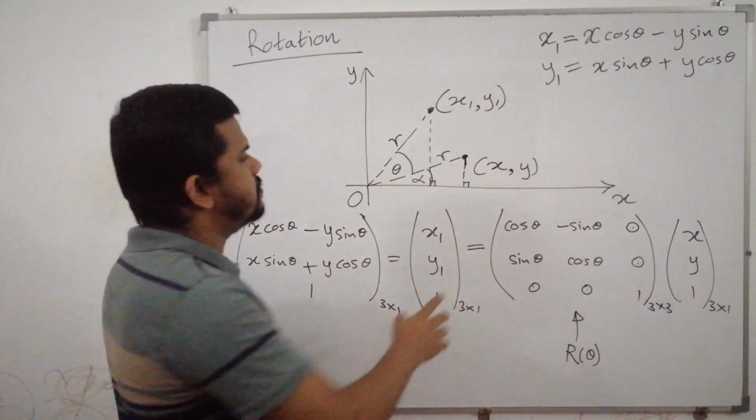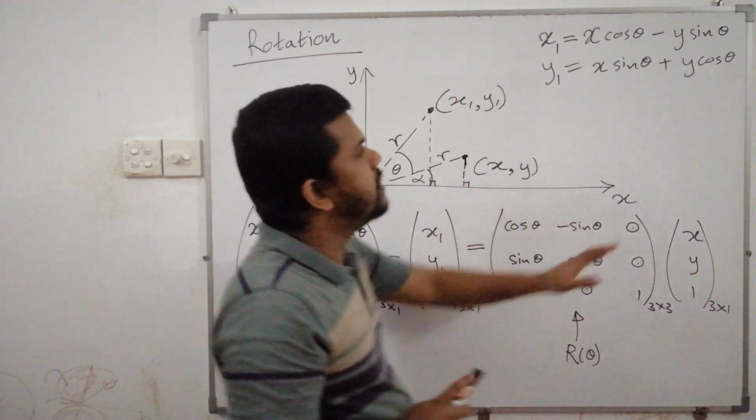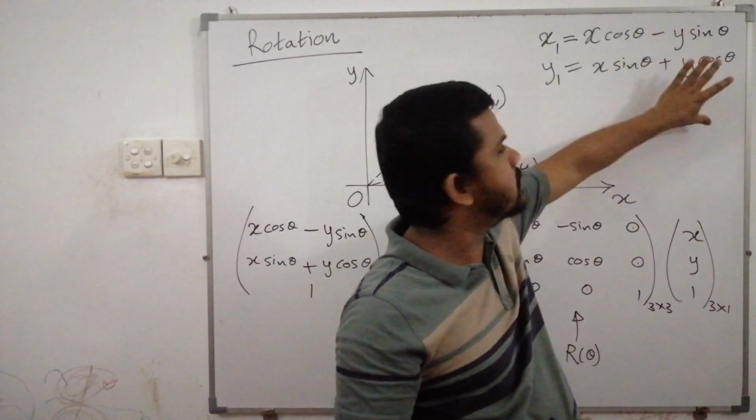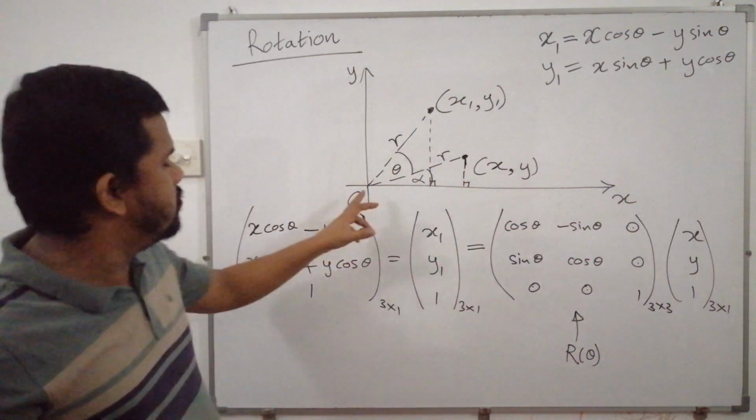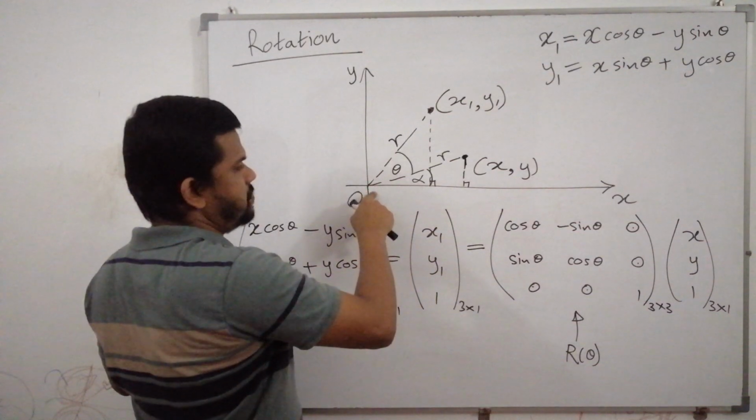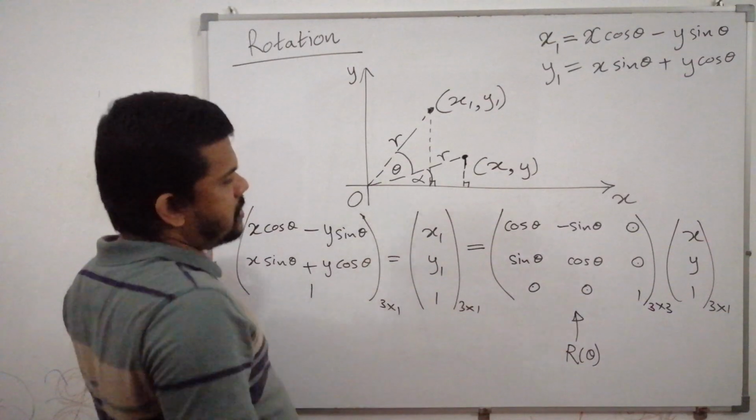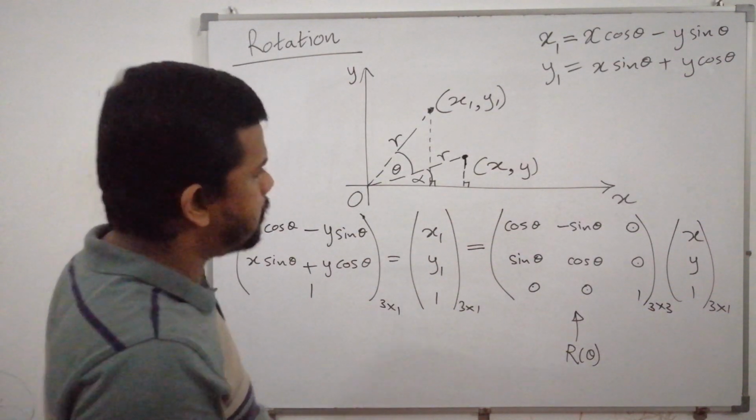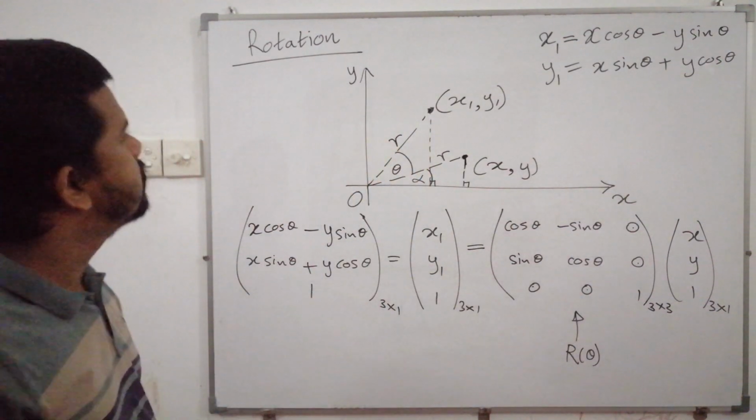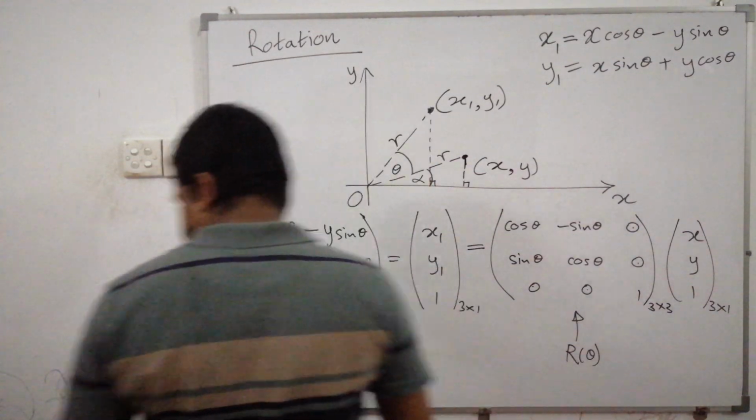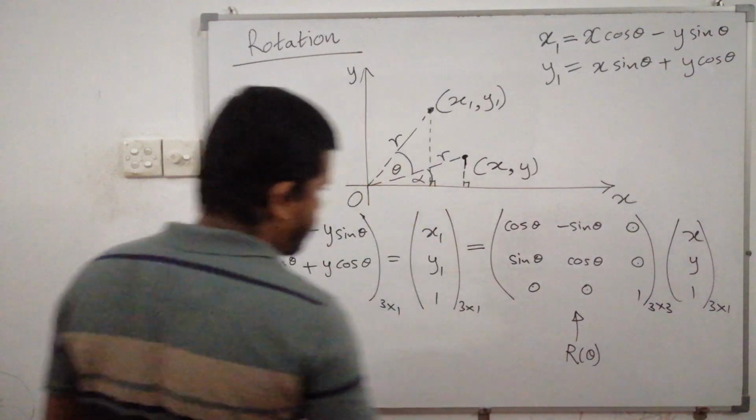If we rotate a point around the origin, that is important. So when we derive these two expressions, we consider the origin. So if we rotate around the origin, then this is our rotation matrix. So now let's move to our next topic.